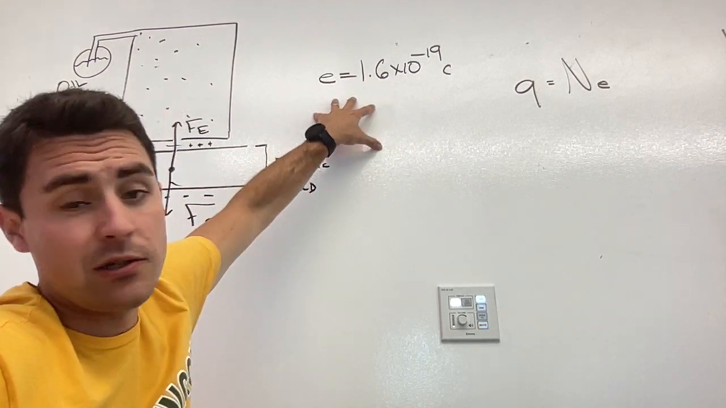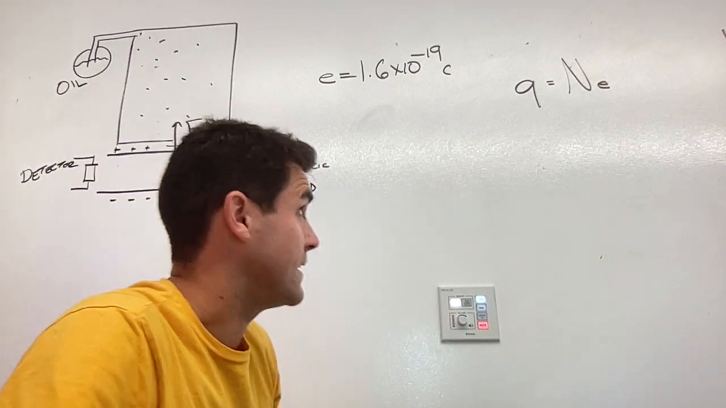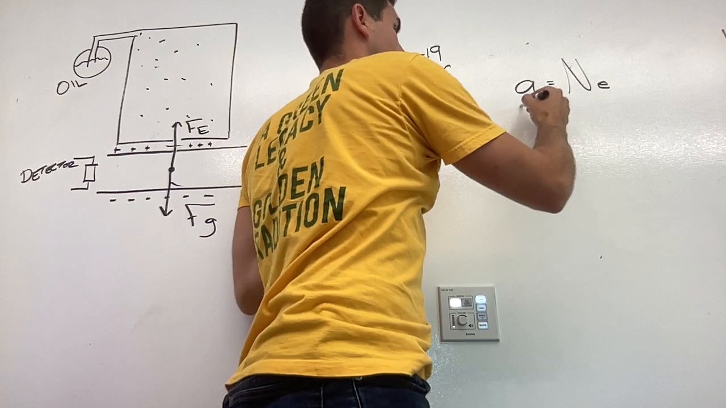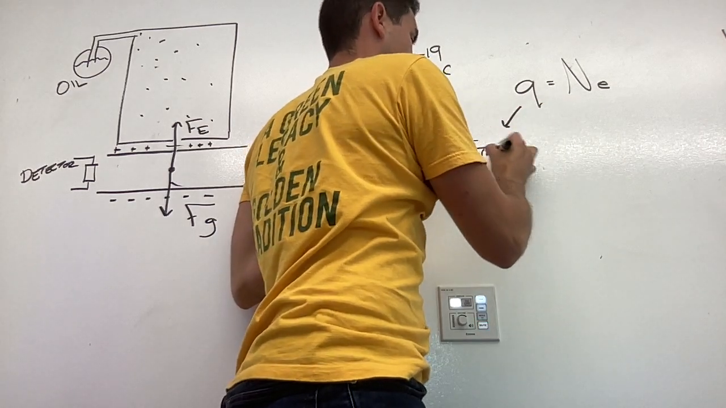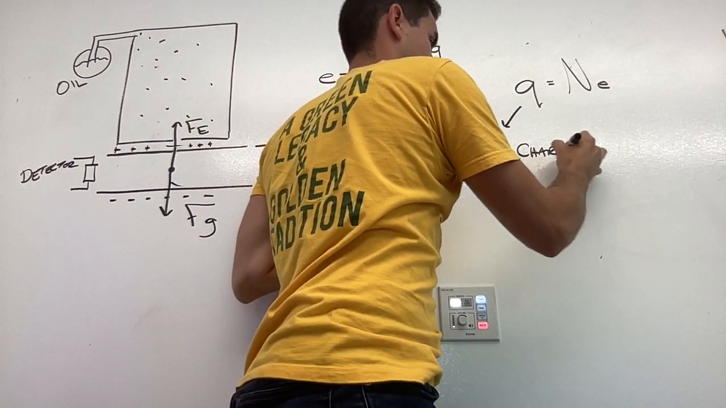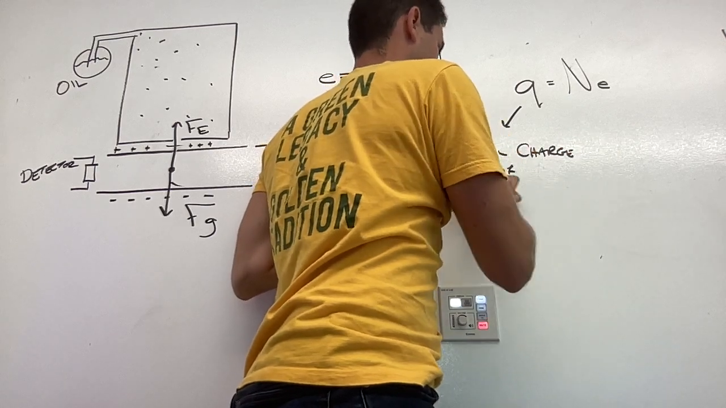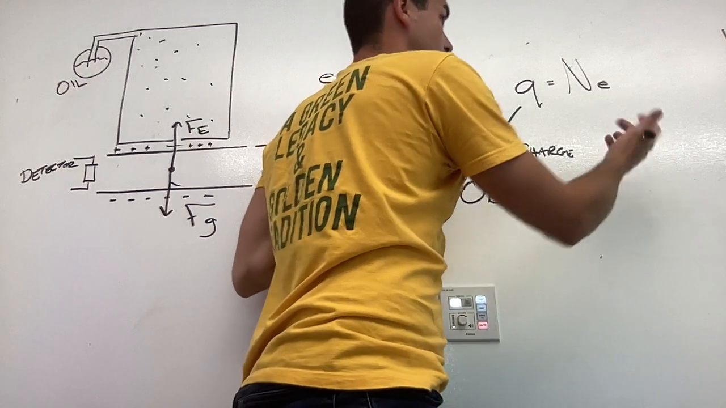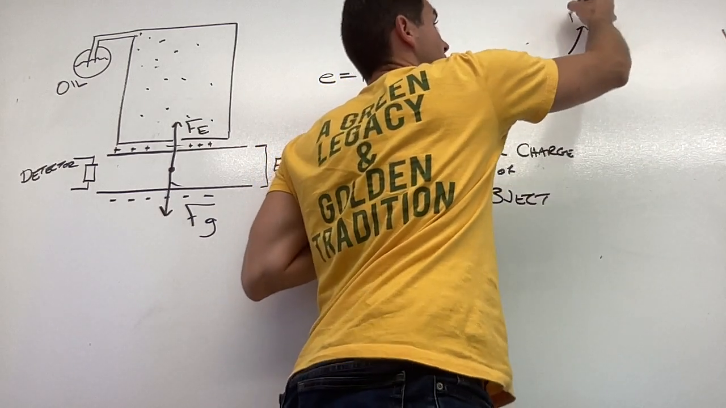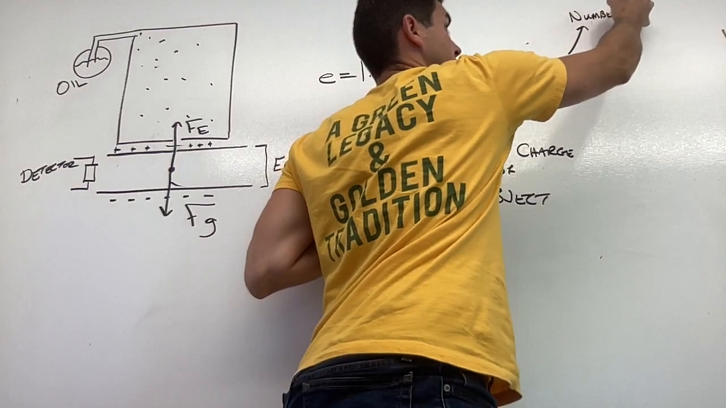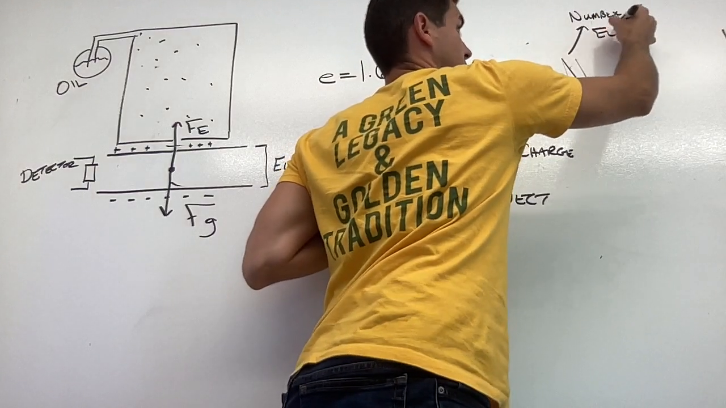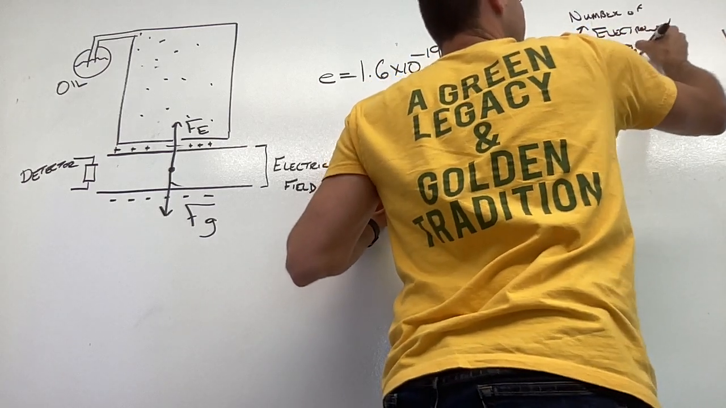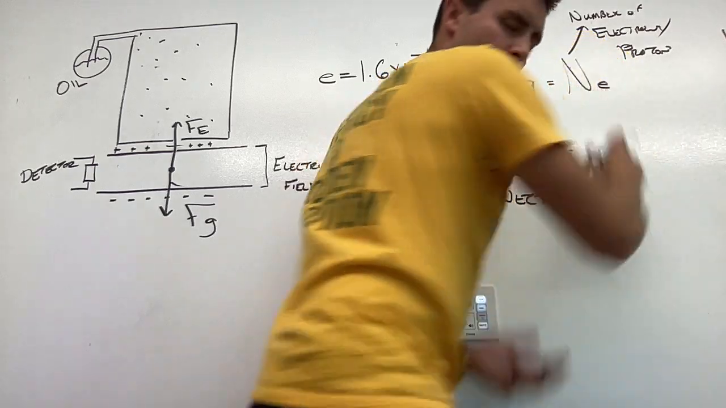Now, along with this, there's also an equation we can use. That equation basically states this. It's Q equals capital N E. Let's break that equation down. Q is the total charge of an object. Now the total charge of the object is equal to N, capital N, which is the number of electrons or protons, times what you call the elementary charge.